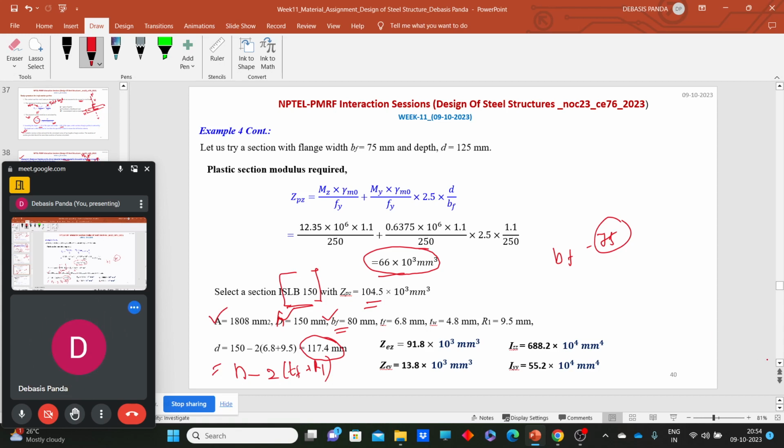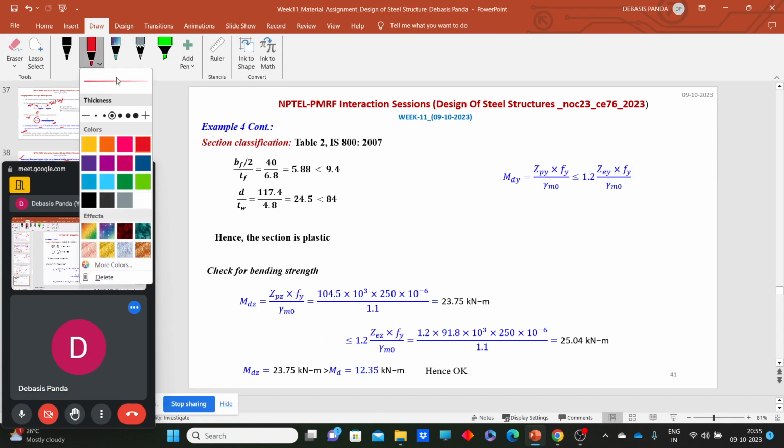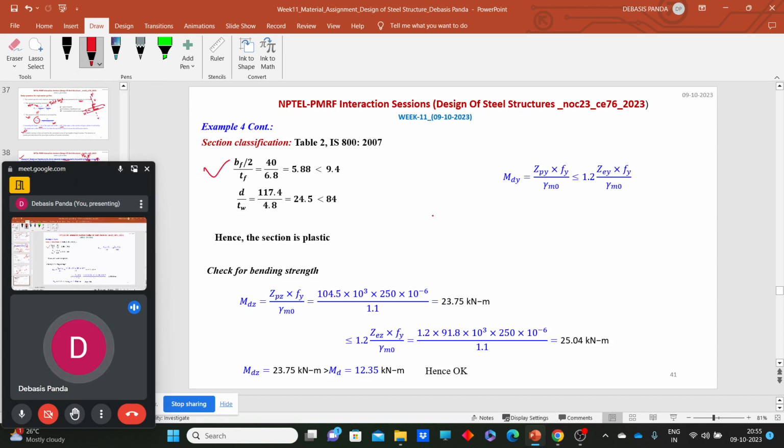Now what we need to do? We need to check under which section class it is falling. Then we need to check for bending strength and shear strength in both the directions. So first thing, we need to calculate the value of bf by 2, or directly from Table 2, as we have already seen, we need to consider the b by tf value, and b is nothing but bf by 2, so directly consider that value.